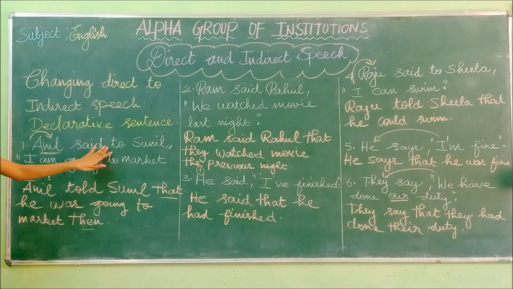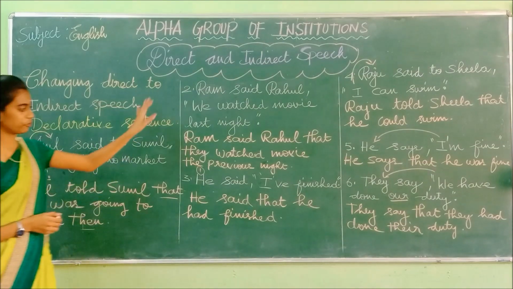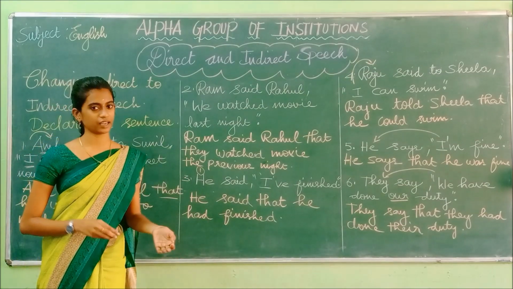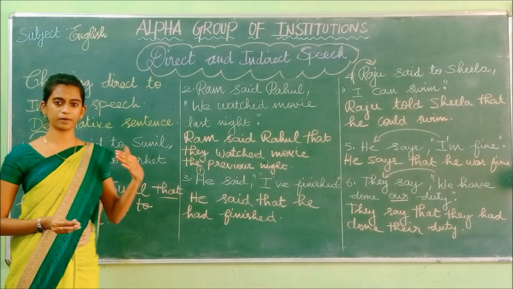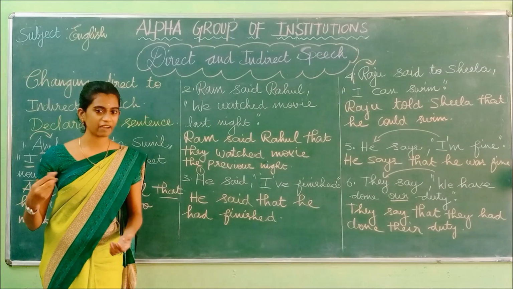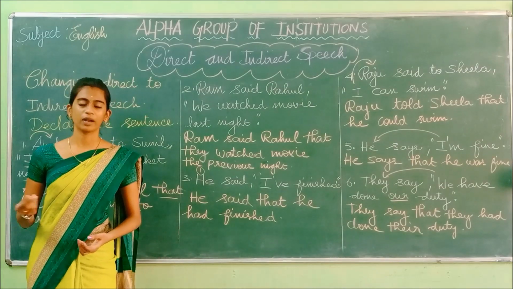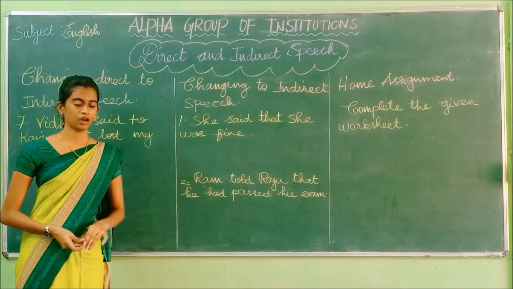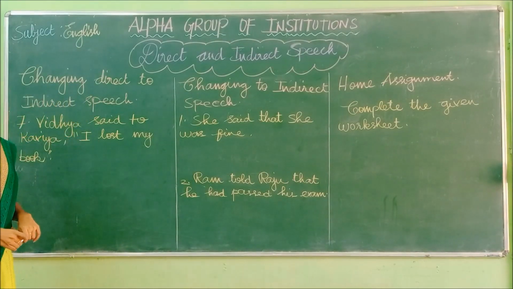So "said to" will be changed into "told", and for "said", "say" and "says", they are the same for both the direct and the indirect speech. So if it is in the present tense in direct speech, we have to change it into past tense while writing in indirect speech. Okay? Okay children, now I am going to give you one more sentence.